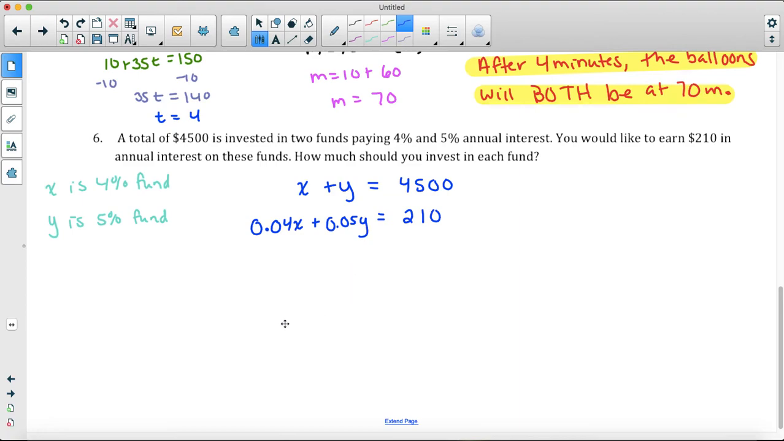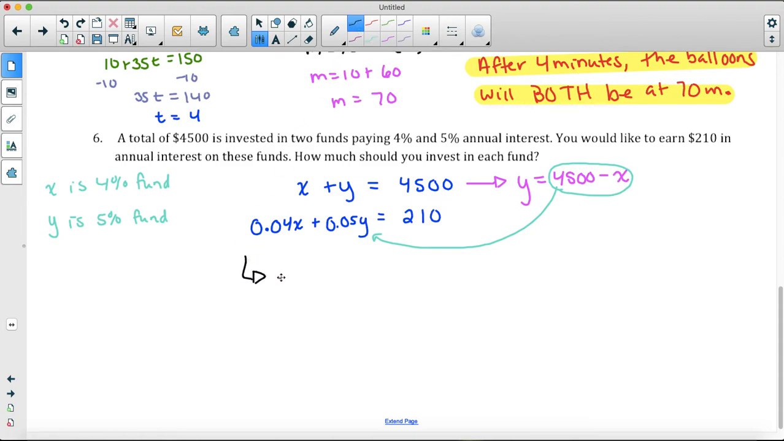So we want to figure out if we want to do substitution or elimination. I am going to choose to do substitution for this problem because I can easily take this first equation and solve for one of the variables. I'll take this top equation and solve for y. So I'll have y is equal to 4,500 minus x. Now that I have my equation solved for a variable, I'll take the expression that's equal to y and substitute it for the other y.